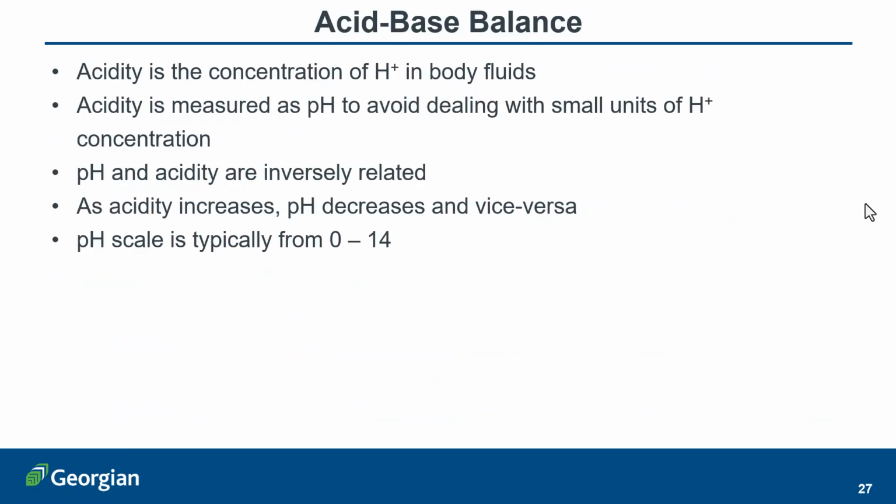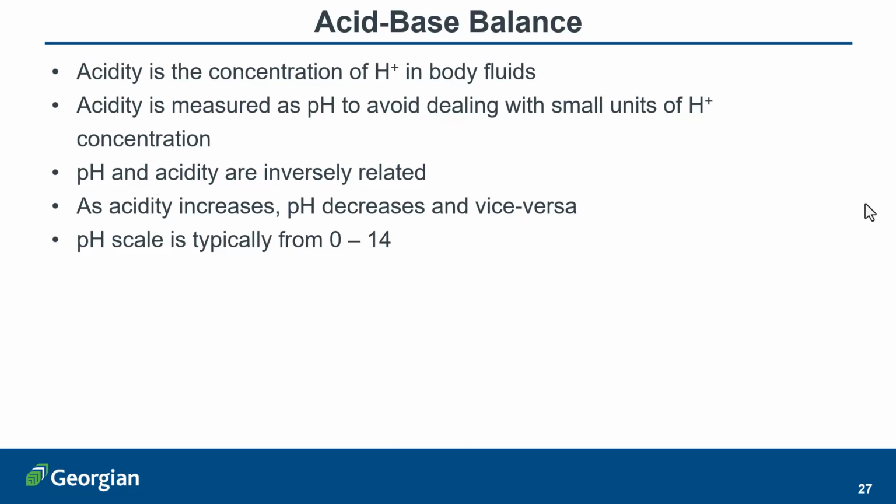Acidity is really the concentration of protons, or H+, in our body fluids. Acidity is measured as pH, to avoid dealing with the nanomolar units of protons, because really you only need a tiny amount of protons and the units are just going to be so very small. So instead we convert the nanomoles of protons to pH, and pH is what we'll be using as a measure of acidity. Please remember from A&P1 that pH and acidity are inversely related. As acidity increases, pH decreases, and vice versa.